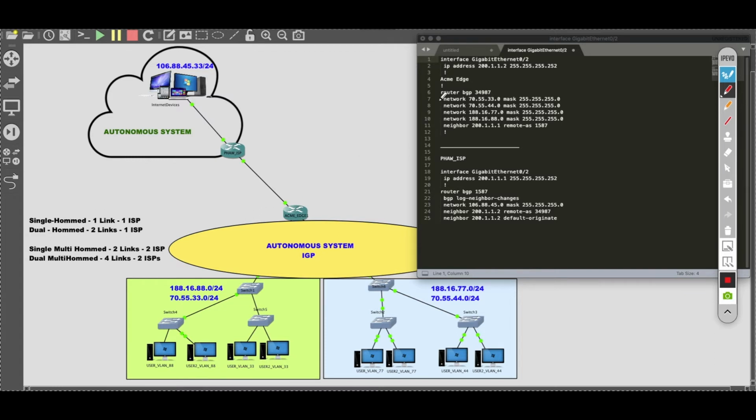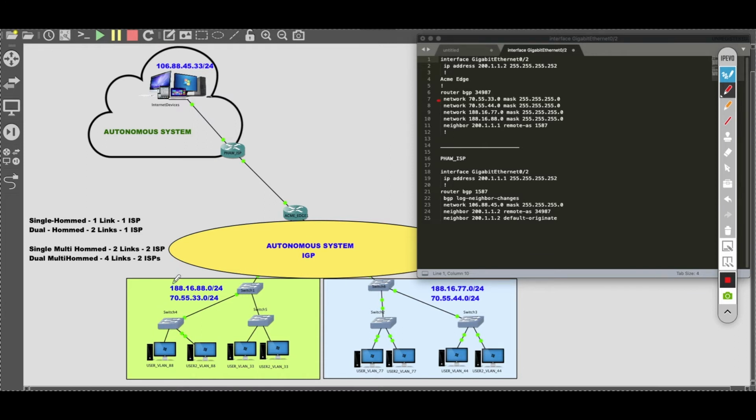And to do that, we use the network command, all right? The network command is important because it forces BGP to inject routes it has in its routing table, meaning you can only announce prefixes that sit inside your routing table. If these prefixes didn't exist within the routing table, you wouldn't be able to announce them to the ISP.